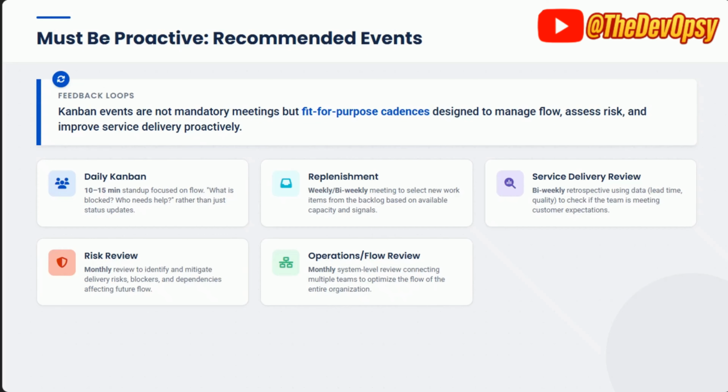Service delivery review. Bi-weekly, retrospective, using data, lead time quality to check if the team is meeting the customer's expectations. Risk review, monthly review to identify and mitigate delivery risks, blockers, dependencies. So you can have daily risk review. Where can we go wrong? What is at risk? Flow review. Is our work smoother? What things can we improve? Kind of a retrospective, right? Every event exists to protect the flow.